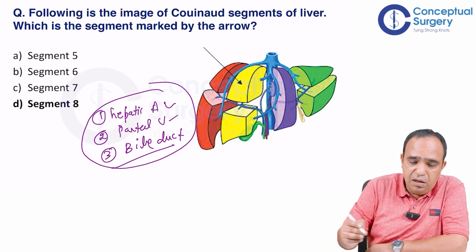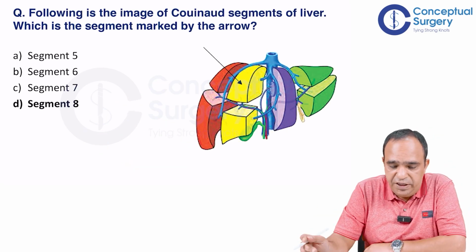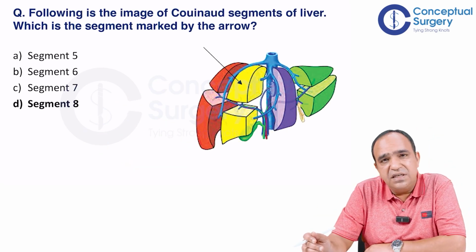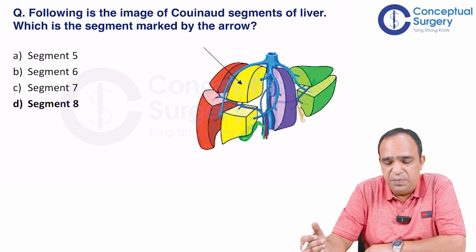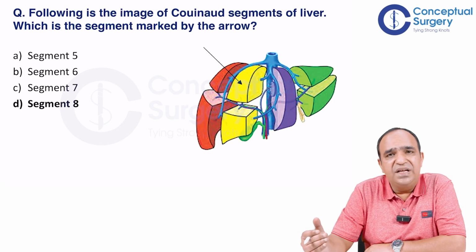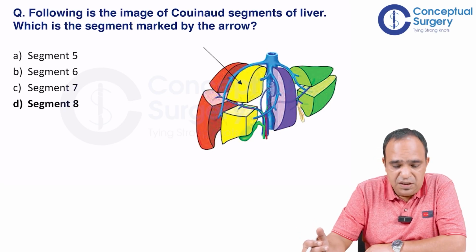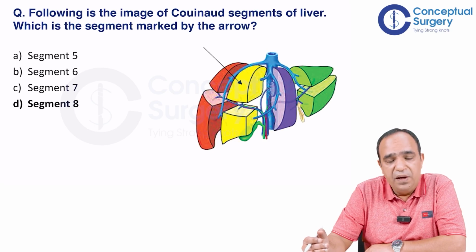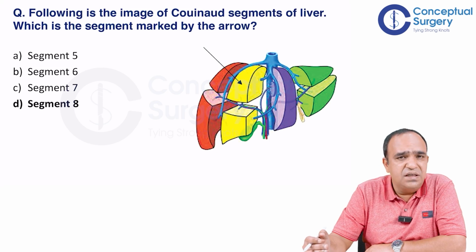Okay. Now the following is the image of Couinaud segments. Now segmentation of liver was done by Couinaud. So accordingly these are called Couinaud segments. Which of these segments is marked by the arrow? Now the easiest way to remember this, you can remember it in two ways.